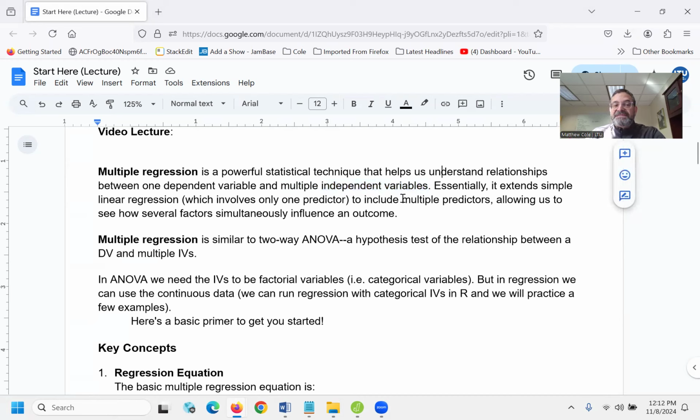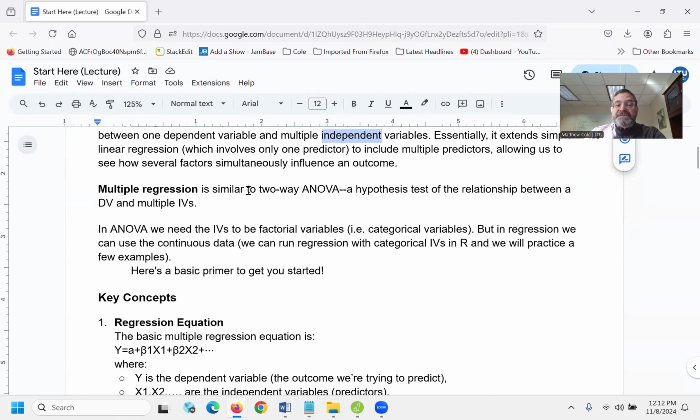So essentially, this extends what we did in part 1. It extends the simple linear regression, which involves only one predictor variable, to include multiple predictors, allowing us to see how several factors simultaneously influence an outcome. So you see here, we're also using the word factor as a name that's synonymous with independent variable or predictor. We're sort of saying something is a factor of something else. The outcome can be predicted by multiple factors, multiple variables.